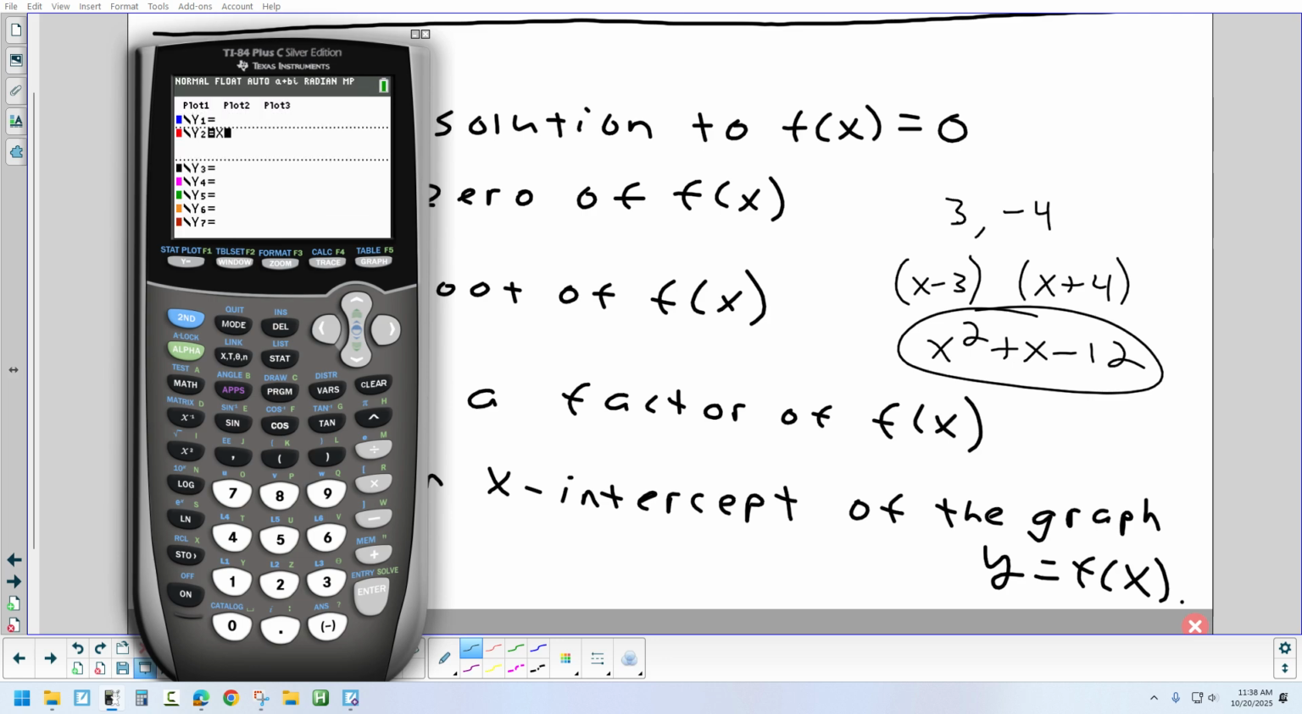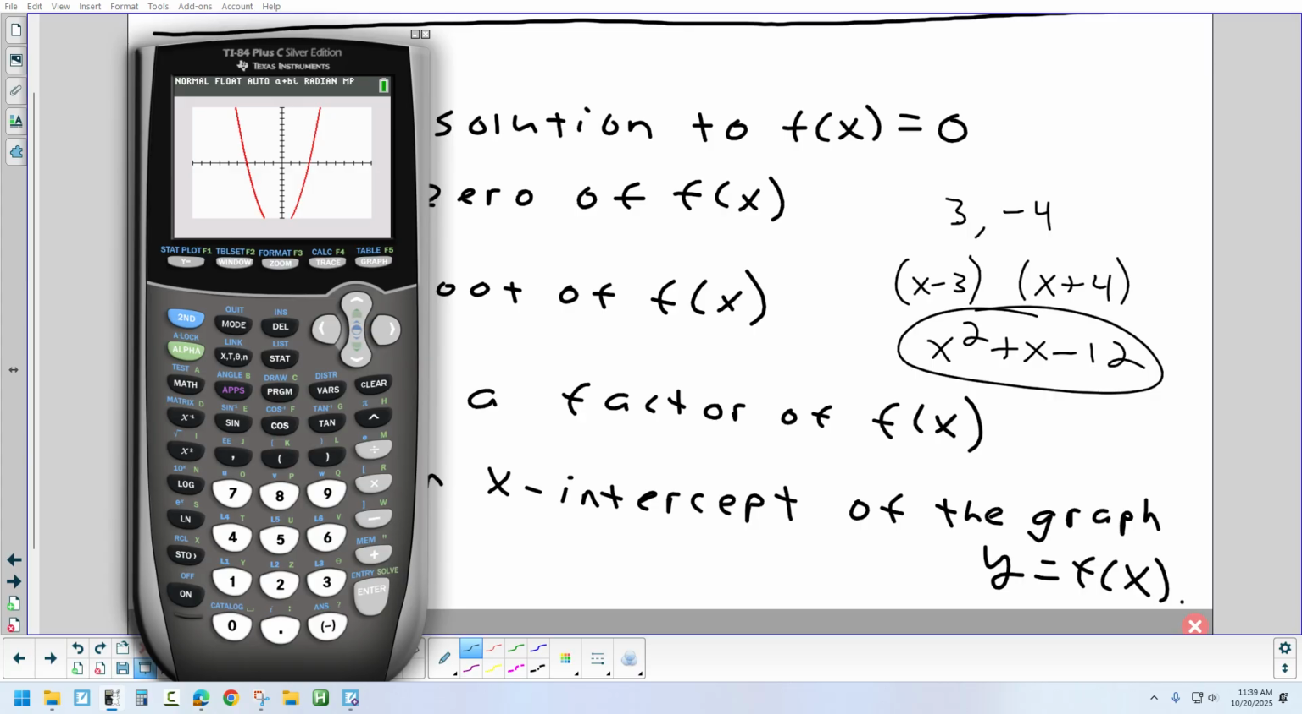Let's put in x squared plus x minus 12. And if we did it right, it'll cross at 3 and -4. Perfect. And I know it's going to cross there because that's how we built it. We picked factors to make it cross at those 2 points. All right, so that's the next one we're going to look at.